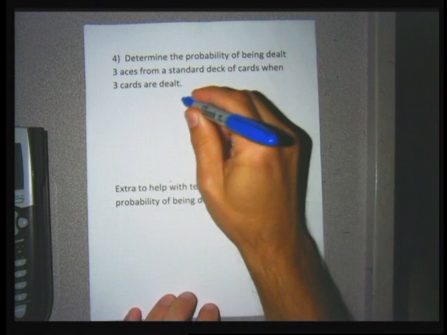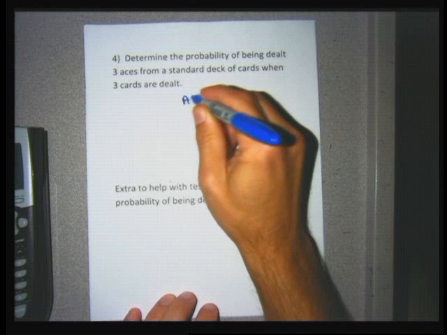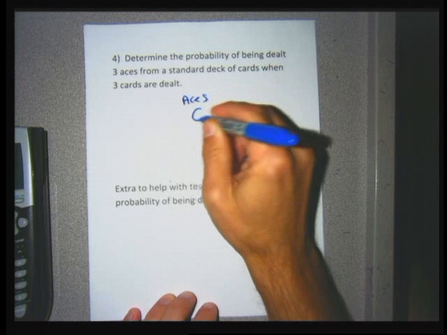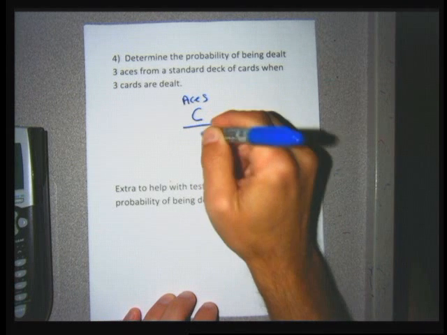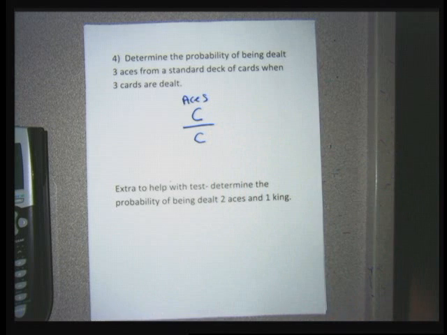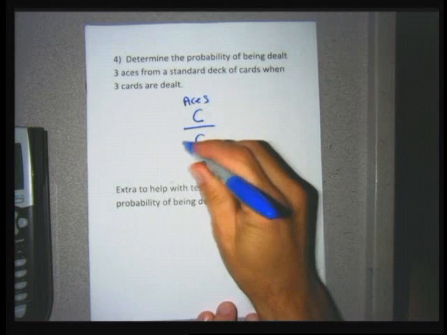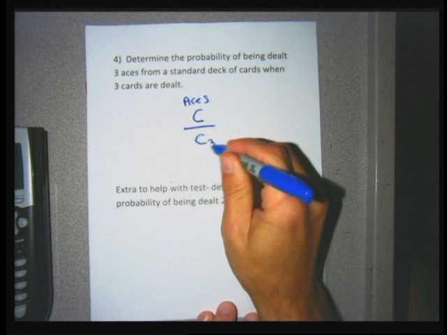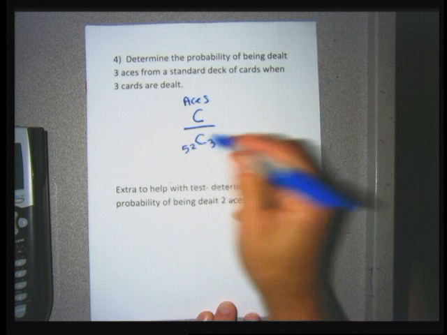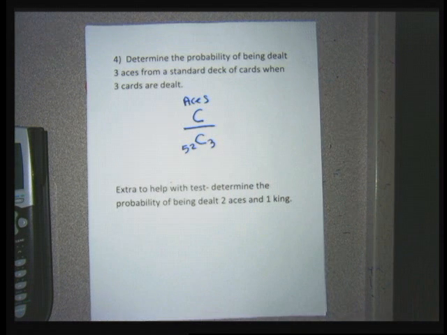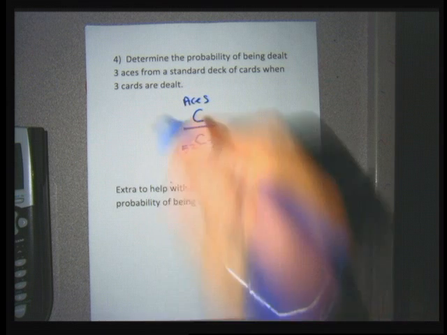So in the numerator, I'm going to make a combination for what I want to get. I want to get aces. And in the denominator, I'm going to make a combination for what I can get. So I'm being dealt 3 cards from a standard deck. We have to know that a standard deck of cards has 52 cards. What I could get, the denominator, I could get 3 cards of any of the 52 cards. So the denominator is what could happen. The numerator is what I want to happen. I want to get 3 aces.